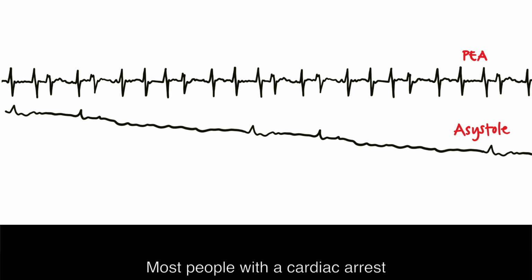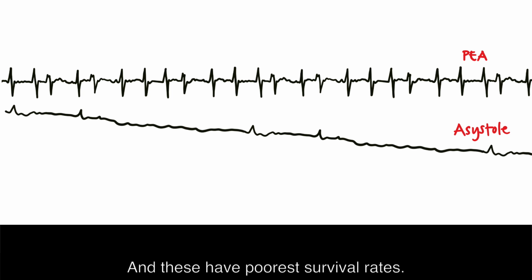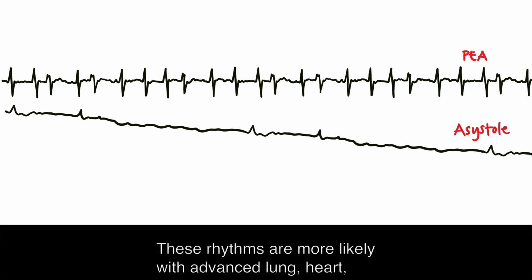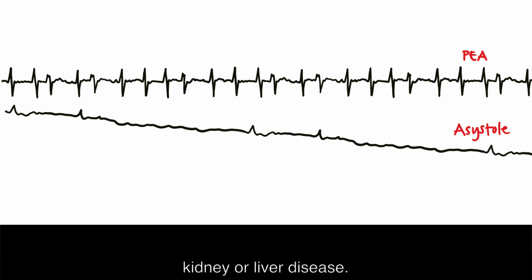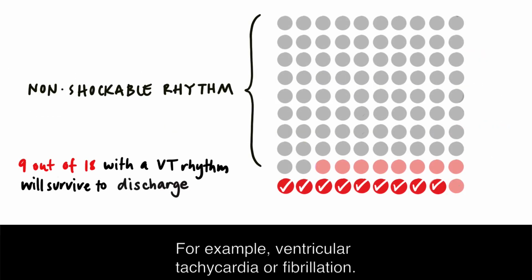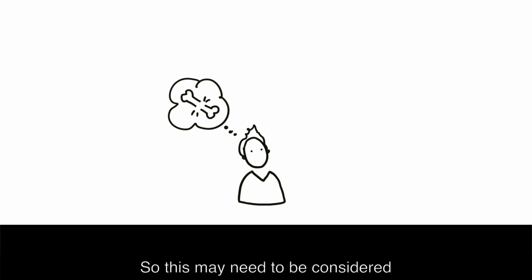Most people with a cardiac arrest have a non-shockable rhythm such as PEA or asystole, and these have poorer survival rates. These rhythms are more likely with advanced lung, heart, kidney, or liver disease. Survival is higher for those with shockable rhythms, for example, ventricular tachycardia or fibrillation. Even where people survive, CPR can still cause harm, such as fractures, so this may need to be considered in conversations if appropriate.